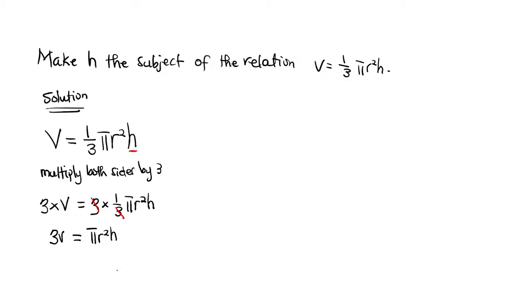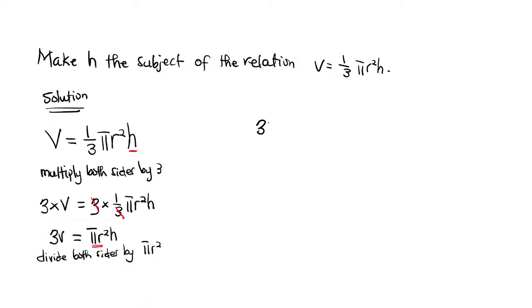for H to stand alone. Now when things are multiplying each other, and you want to make one of them stand alone, you divide by the rest. So in this case, we divide both sides by pi r square, this term, because we want just the H to stand alone. That is why we are doing that.